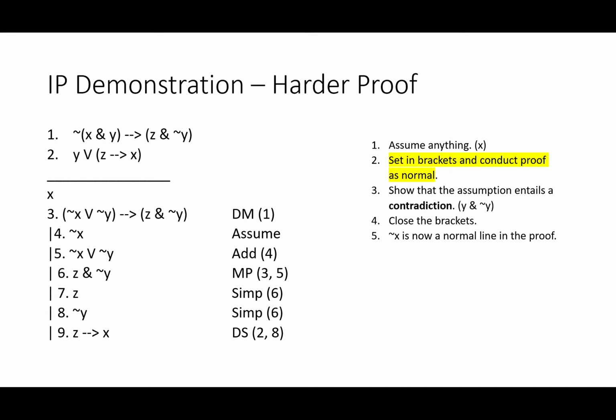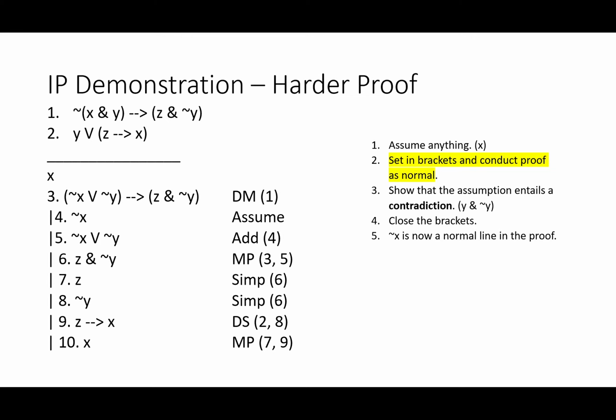Now we'll do a disjunctive syllogism. Now that we've got not y, we can apply that to line 2 and get if z then x. Now I hope you're able to see where we're trying to go. We've got not x, line 4. We've got x as the antecedent of a conditional in line 9. And we've got z in line 7. Z should lead us right to x, which should lead us to x and not x, which should let us close our bracket.